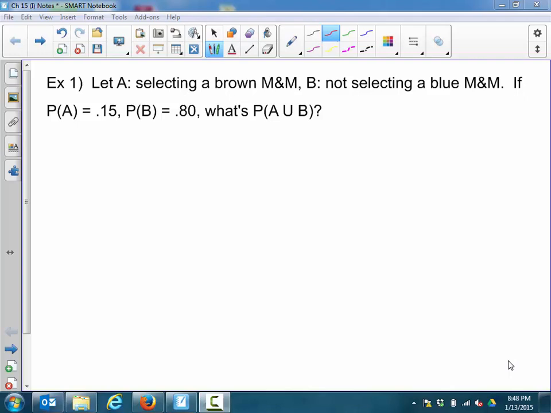In this video we're going to look at the following. We're going to come up with a generalized rule for addition when we're talking about probability. In Chapter 14 we had an addition rule, but there were restrictions on it. You had to have disjoint events for it to work. We're going to fix that today.